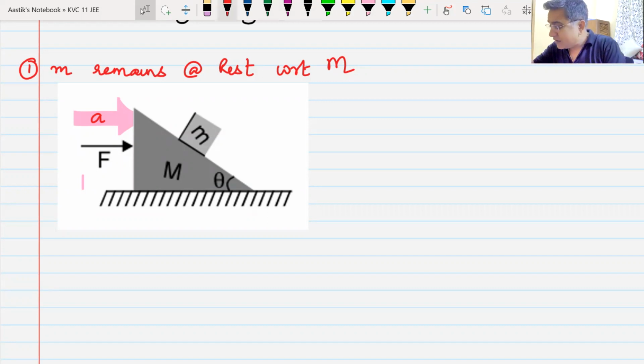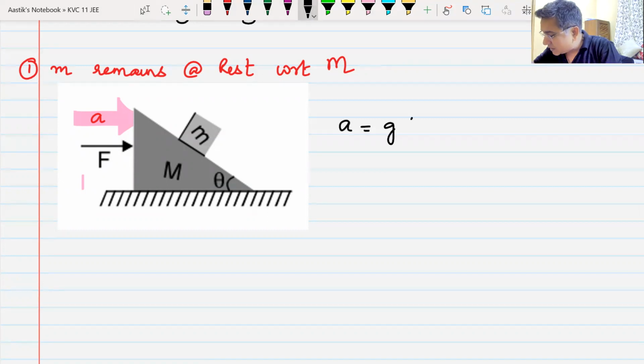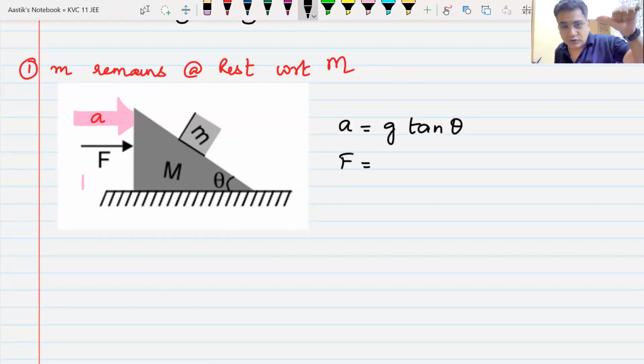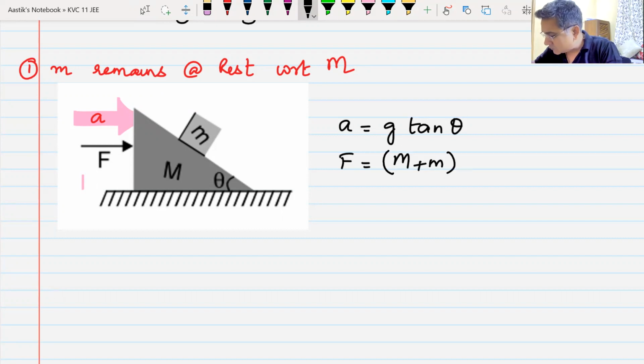You have to remember that the acceleration for which the upper block remains at rest will be given by g tan theta. This question has come many times in IIT. You just have to write this. The acceleration of the lower block has to be g tan theta, and the value of this force F with which you must move both blocks will be equal to (M plus m) g tan theta. Can you remember this diagram and this concept? Yes or no?